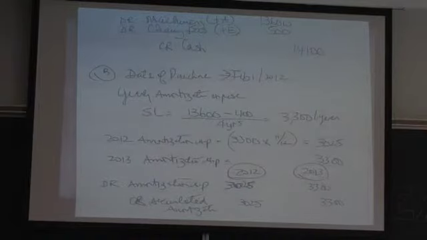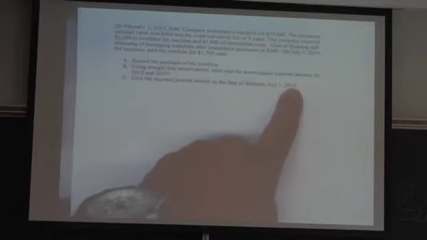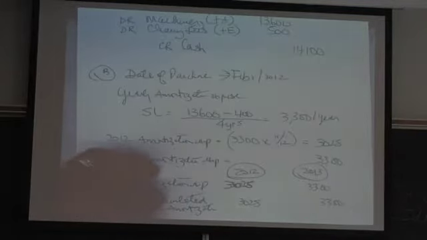Now, let's look at Part C. Part C says that we disposed of the asset on July 1st, 2014. So first of all, what we have to do is determine the net book value at July 1st, 2014.